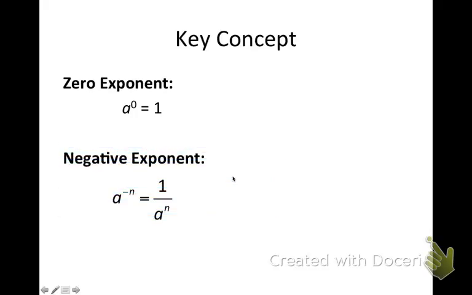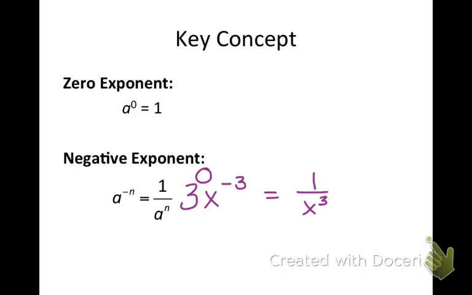Negative exponents. You take the reciprocal of it and make it become positive. So a to the negative n is equal to 1 over a to the n. Say I had x to the negative 3. That would be what? 1 over x to the 3rd. Good. What if I had 3x to the negative 3? 1 over 3x to the 3rd.